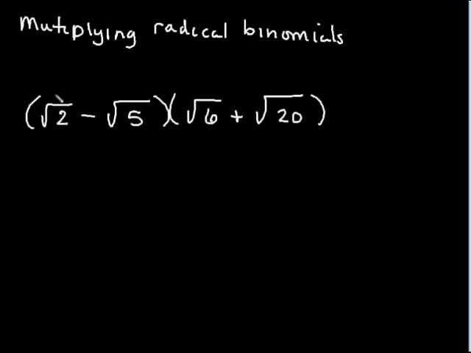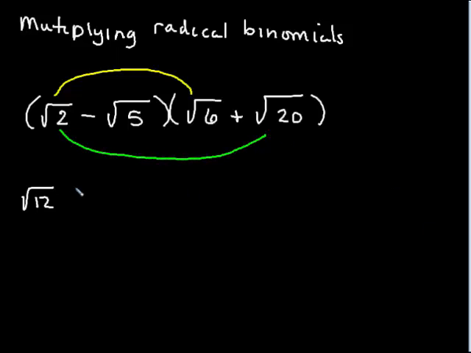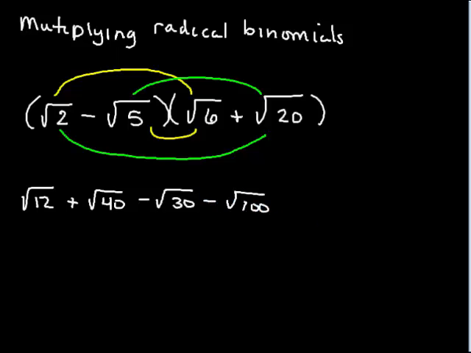I'm going to do FOIL, so I'll do first. That gives me the square root of 12. Outside gives me the square root of 40. Inside gives me minus the square root of 30. And last gives me minus the square root of 100.